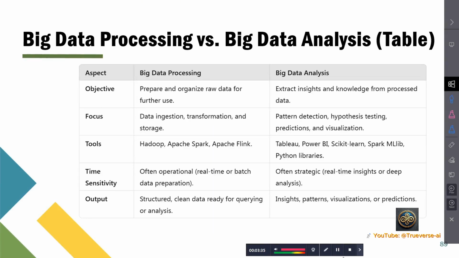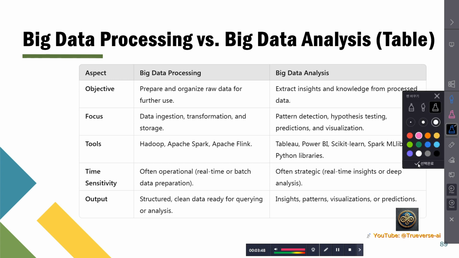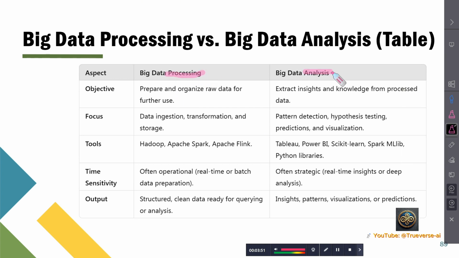Just for your information, we will come to this slide again. I brought this slide to quickly remind you what the difference is between processing and analyzing. Storage is clear because we already explained. The big data ecosystem includes three parts: storage, processing, and analyzing. Storage means you store data in a distributed way and manage the keeping of data.